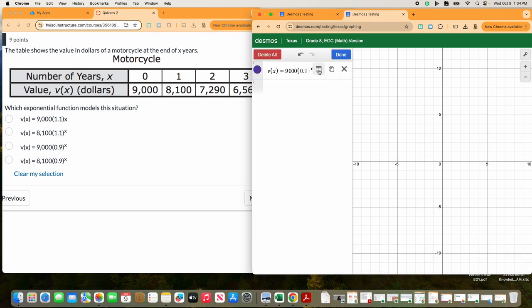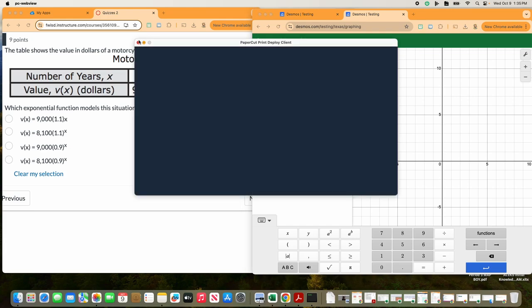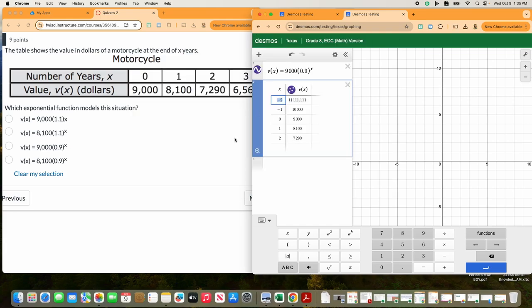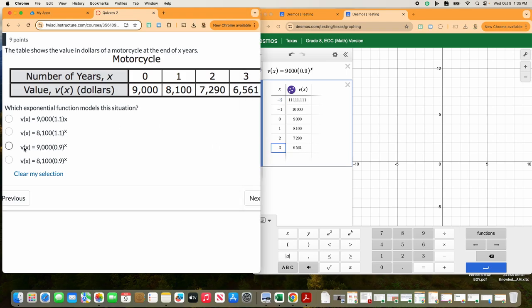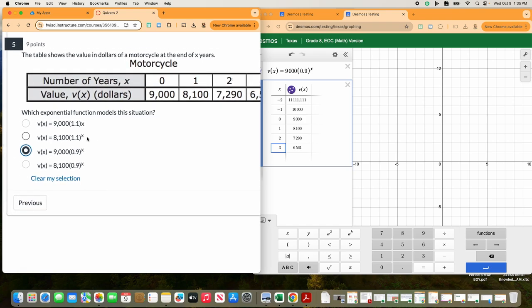Click the settings, click the table. 1, 0, 9,000, 1, 8,100. Oh no. 2, 7,000, good. 3, do I get the same number? I do. So now I know it has to be this one right here. So again, you're matching the graph or you're matching the table. All you're doing is typing it in, matching the graph or matching the table.